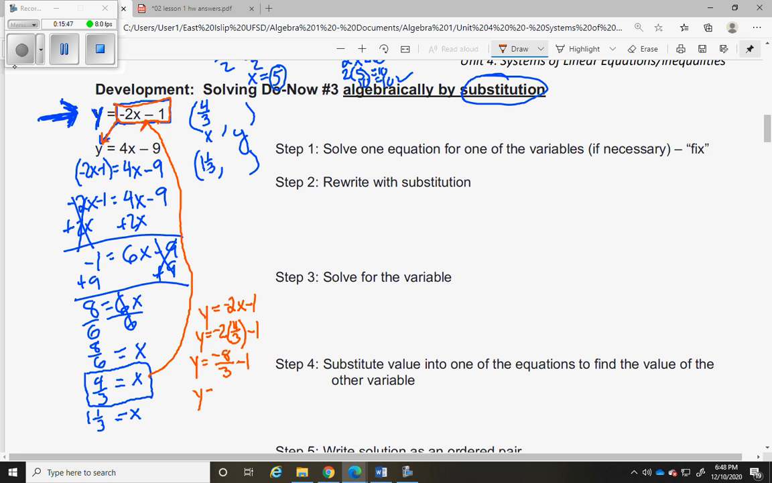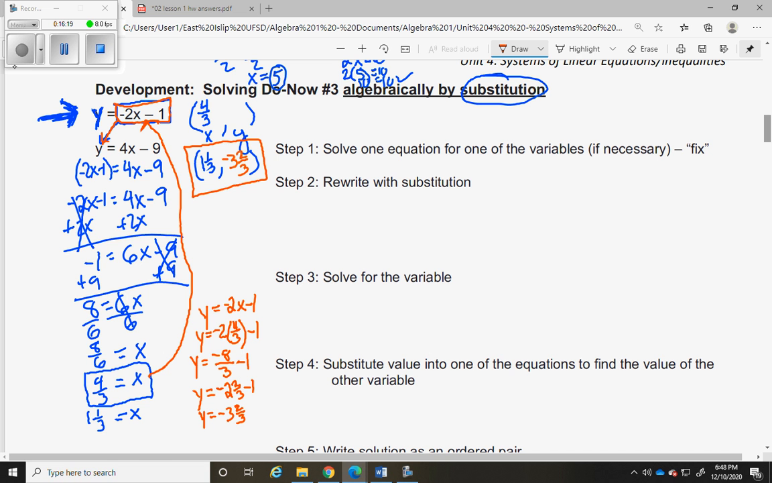And you would be allowed to use a calculator if you need to. I don't need to. I know -8/3 is the same thing as -2 2/3. And when I take away 1, I get -3 2/3. I found my other coordinate, -3 2/3. So the solution is 1 1/3, comma, -3 2/3.